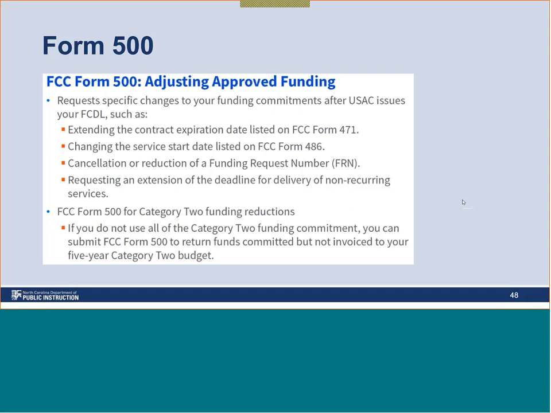FCC Form 500 for Category 2 funding reductions. If you don't use all of your Category 2 funding commitment, you submit a Form 500 to return those committed funds, but not invoiced, to your 5-year Category 2 budget. So again, your vendor tells you, you need 35 access points. You wind up going through the project and you really only needed 30. You're only going to get billed for 30. USAC's going to get billed for 30. You're going to file a Form 500 for the 5.